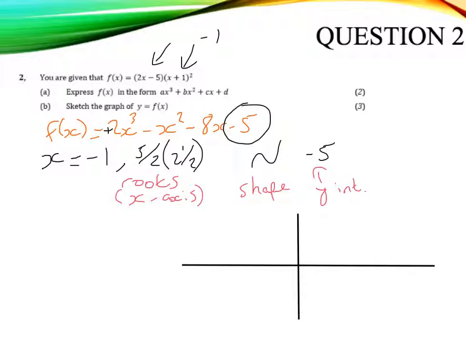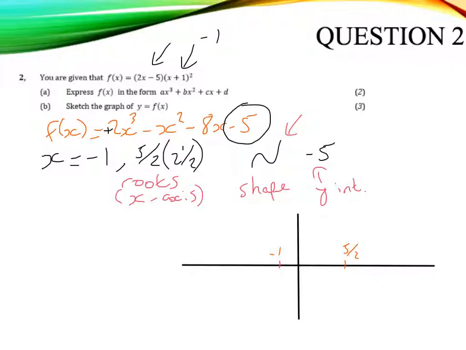Okay, so we're going to use this information. I know that the shape, as I said before, was something like this, so we're going to have a repeated root somewhere around here, which I'm going to say is minus 1. So we'll label this up in a second. Let's call that minus 1. 5 over 2, which is 2.5, is going to be on the right hand side. So that's going to be somewhere here. Let's call that 5 over 2.